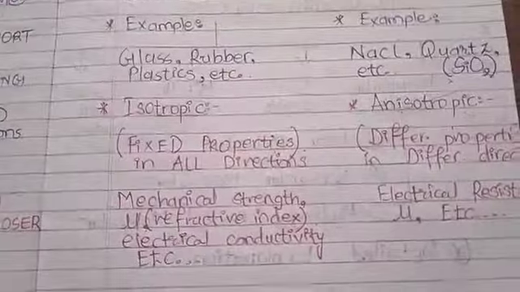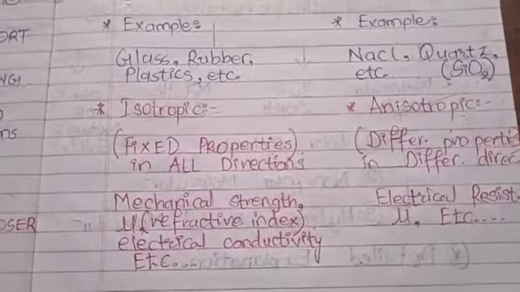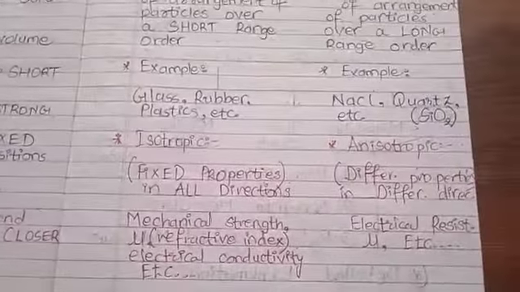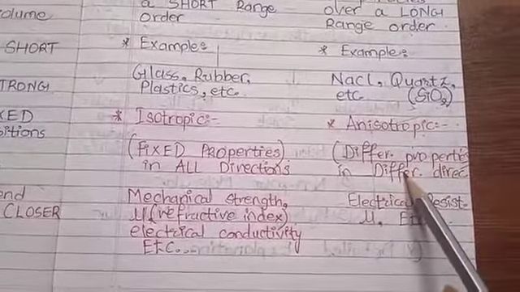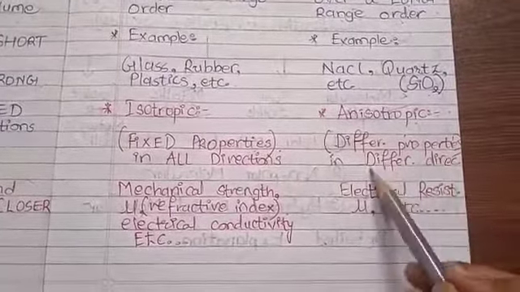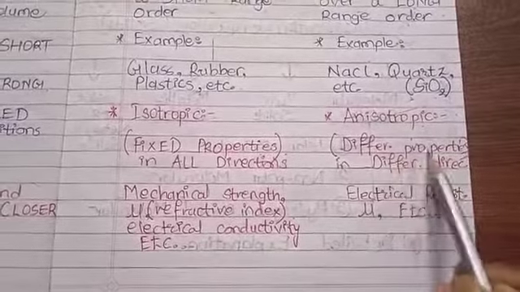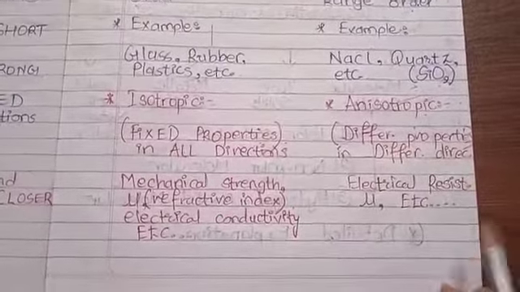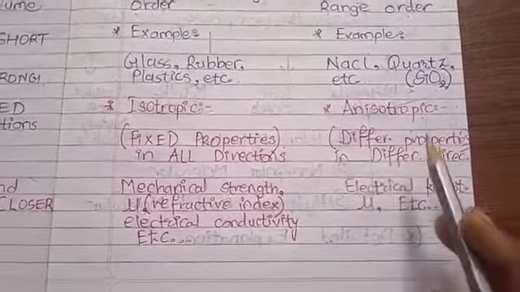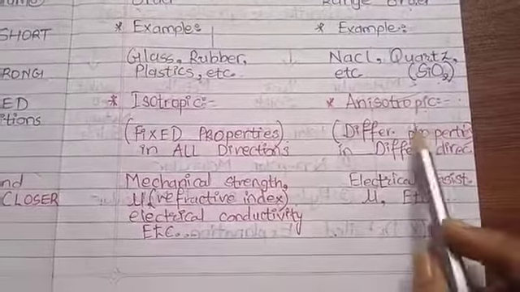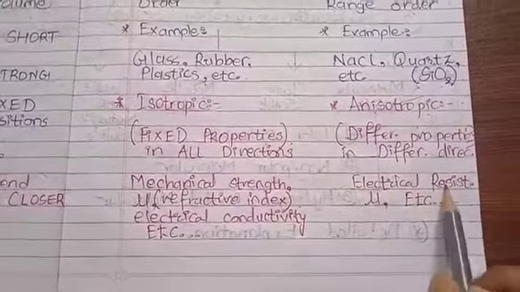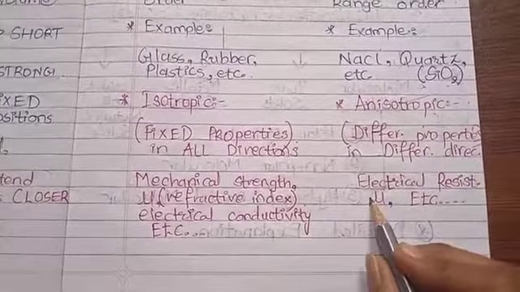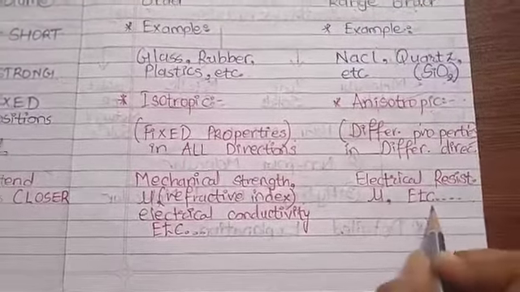So let us look at anisotropic. What is anisotropic? Anisotropic means different properties in different directions. I have written it in simple language: different properties in different directions. Which properties in anisotropic? Properties like electrical resistance, mu, refractive index, etc. So I hope you understood this.